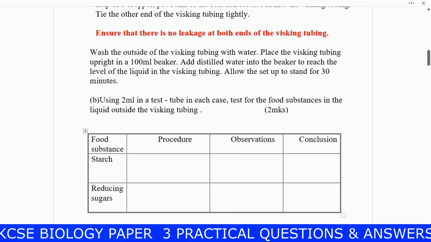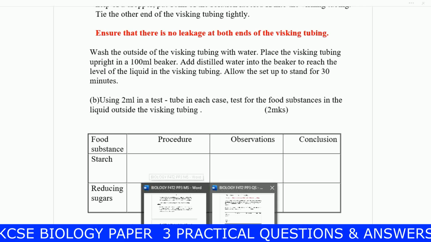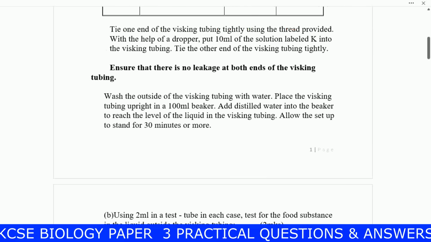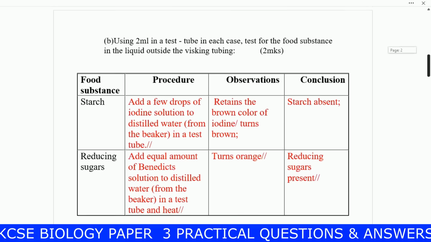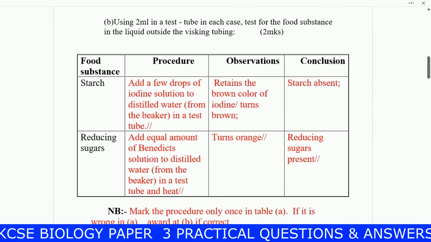The food substances you are testing in question 2 are starch and reducing sugar. How do you know whether they are present? You are told to use 2 ml in a test tube. In each case, test the food substance in the liquid outside the Visking tubing.